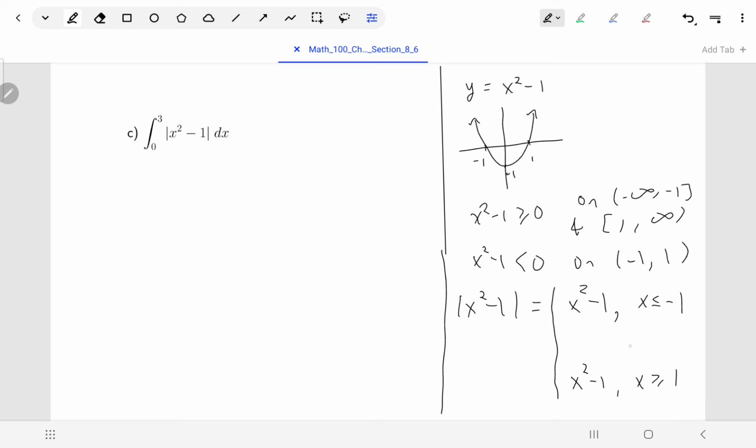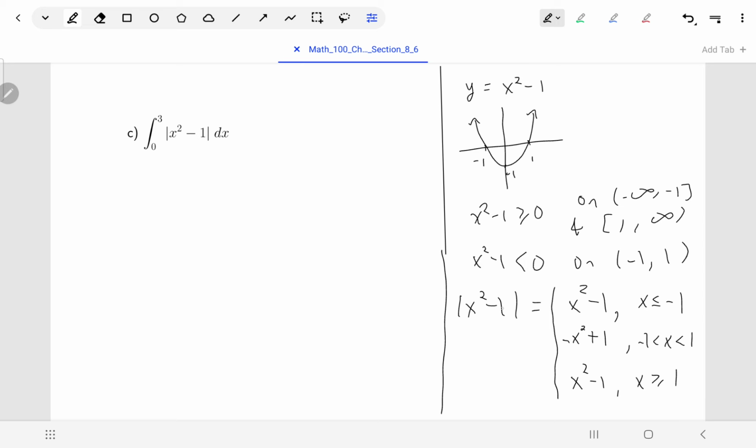And it's just in the middle, when we're between negative 1 and 1, that the absolute value function is going to do something, and what it's going to do is change the sign, change things from negative to positive. So instead of my function being x squared minus 1, it'll be negative x squared plus 1. It'll change the signs when we're between negative 1 and 1.